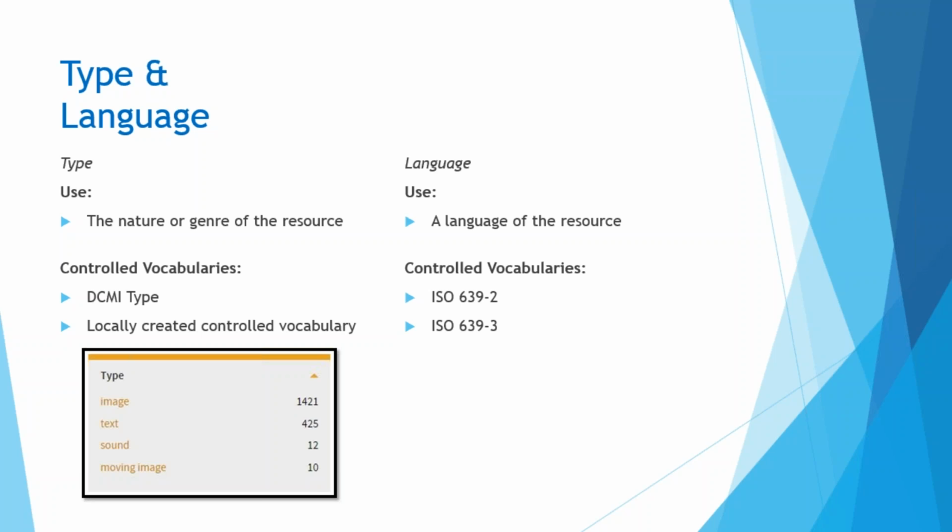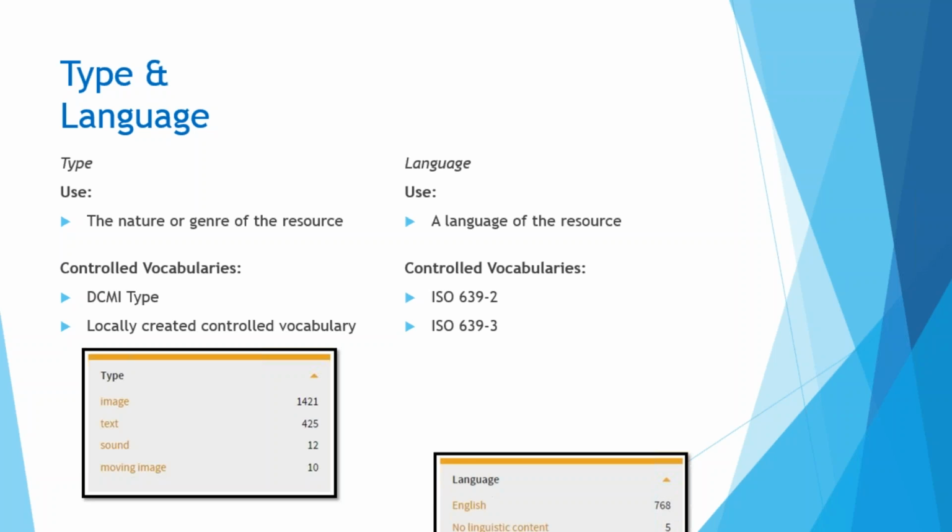So in this example here, we see that there are 1,421 images in this particular search. There's 425 text results, and if you don't have image as your type, it will not show up in those results. So that's something to be aware of.